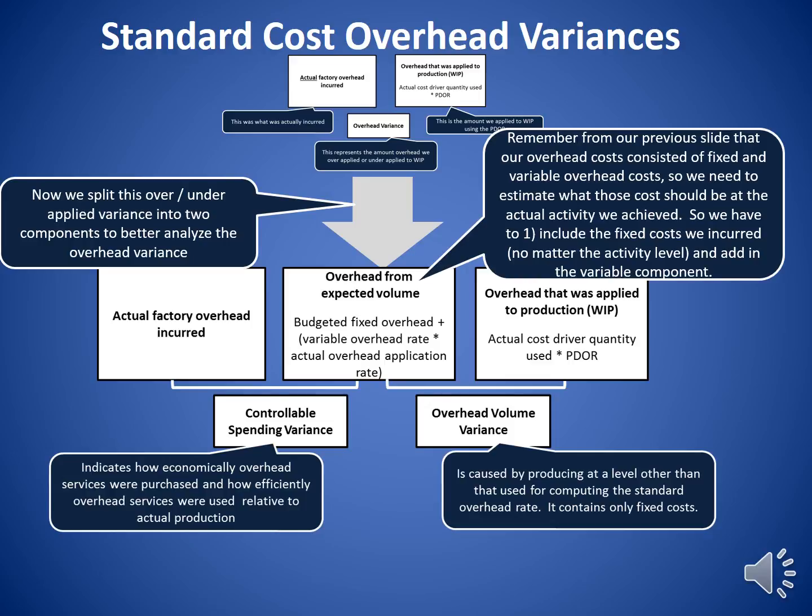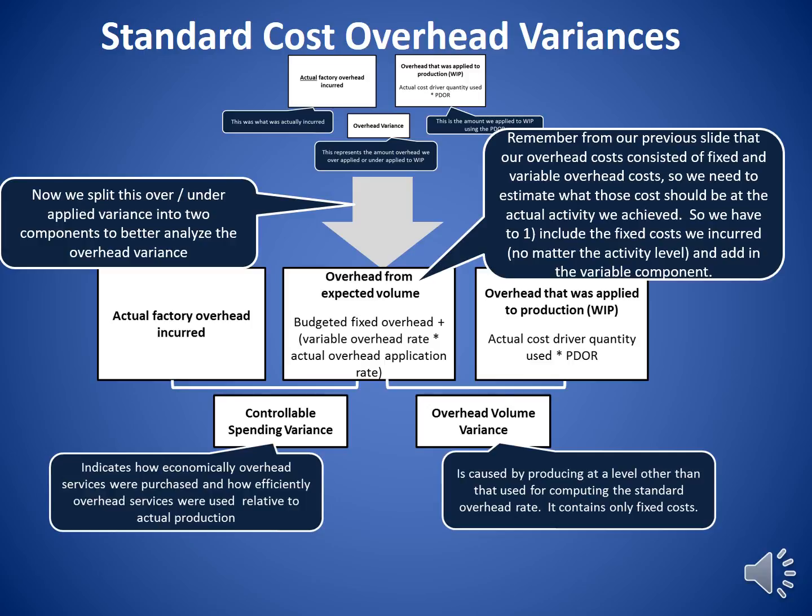our actual production. The overhead volume variance, on the other hand, is caused by producing at a level other than that was used for computing the standard overhead rate, that predetermined overhead rate. And the overhead volume variance only contains fixed costs, because fixed costs are the items that would result in the variance. Variable cost would not result in any variance, since they vary directly with production.